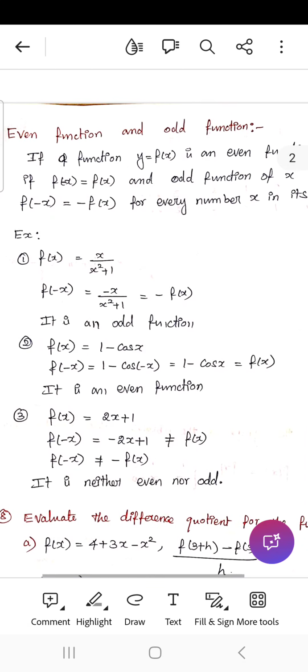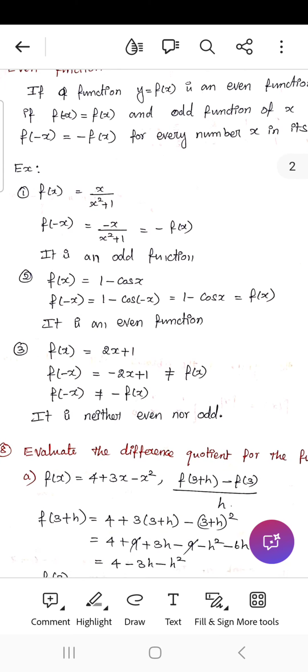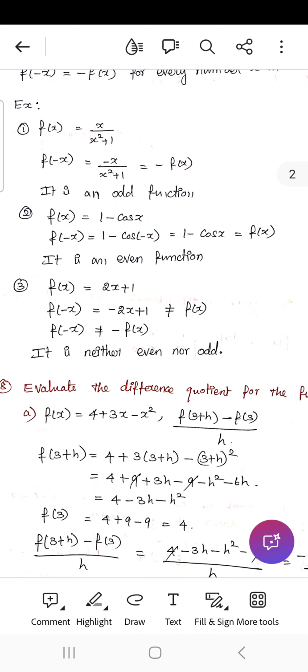For example, f of x equals x divided by x square plus 1. Substituting x replaced by minus x, we get f of minus x equals minus f of x. Therefore, it is an odd function. Next problem is f of x equals 1 minus cos x. Replacing x by minus x, we get 1 minus cos of minus x, because cos is an even function. So f of x is an even function.